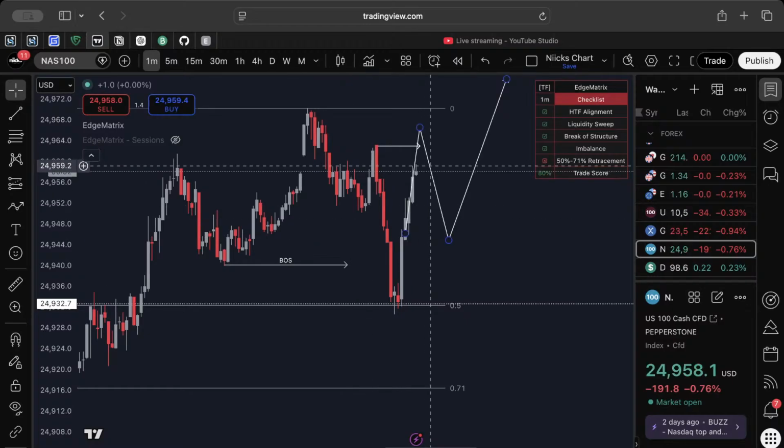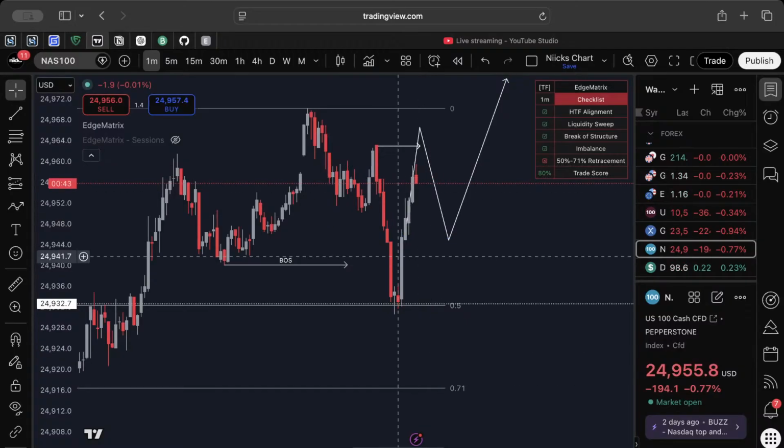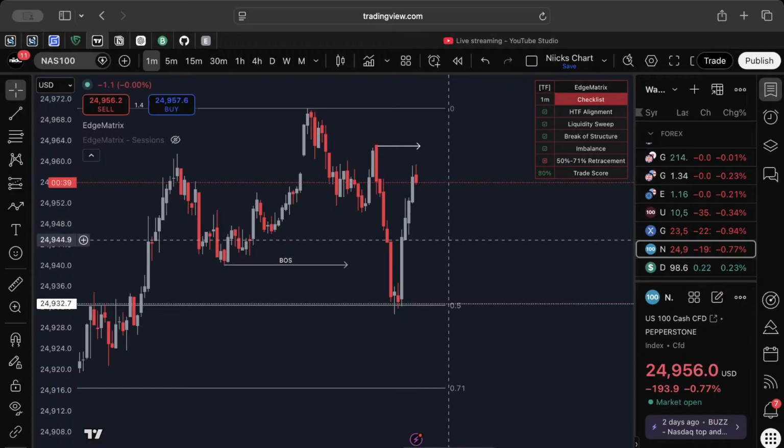Waiting for this break, guys. Come on. Again, if you entered where I initially said you could have entered, you're up a bag right now. But nonetheless, I still want to wait for my overall confirmation and see if we can get that.